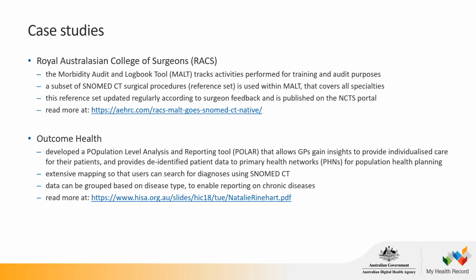Finally, Outcome Health developed a population-level analysis and reporting tool known as POLAR that works at the GP and practice level to enable doctors to provide individualized care for patients. It is also able to provide de-identified patient data to PHNs for population health planning. There is extensive mapping behind the scenes to SNOMED CT so that users can search for diagnoses using SNOMED CT. One of the latest innovations is using SNOMED CT concepts to group based on disease type and enable reporting on chronic diseases.